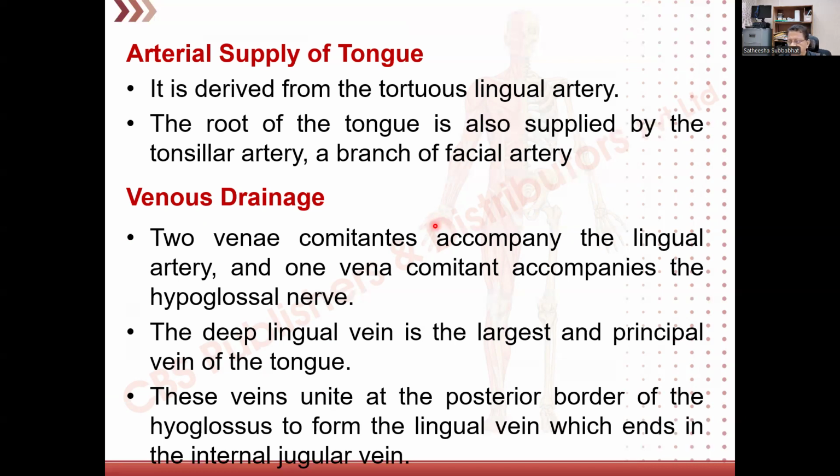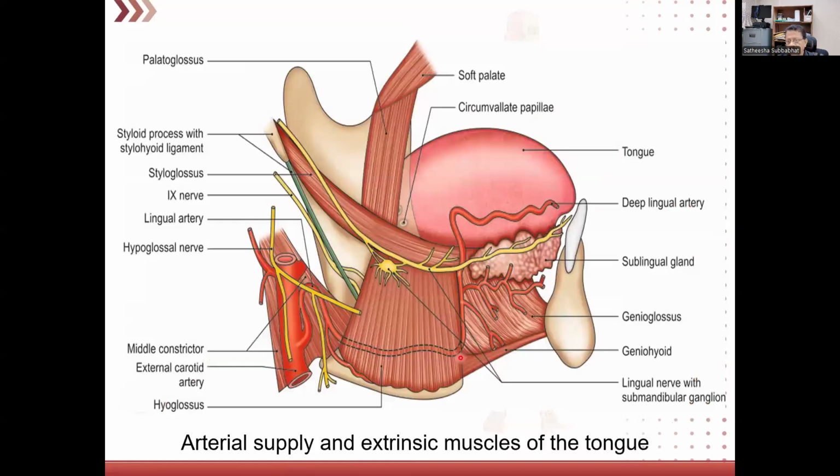The deep lingual vein is the largest and principal vein of the tongue. These veins unite at the posterior border of the hyoglossus muscle to form the lingual vein, accompanying the lingual artery, which ends in the internal jugular vein. This diagram shows the lingual artery, a branch of the external carotid artery, and you can see that it is highly tortuous as it reaches the tongue.